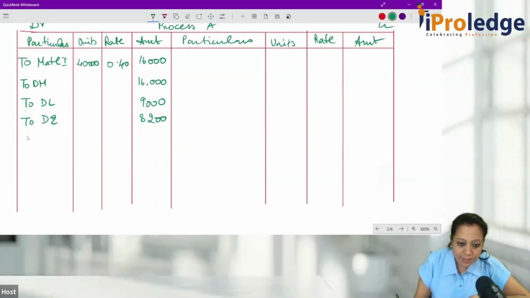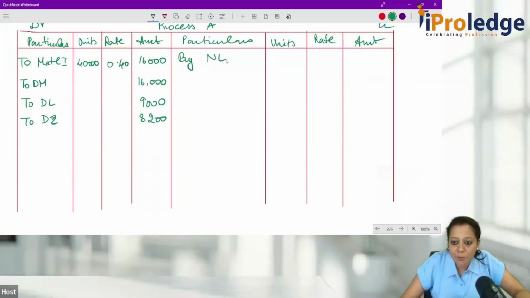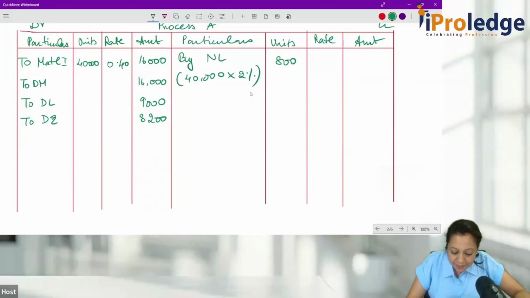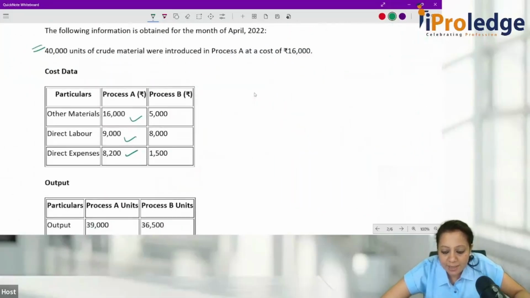So now we will proceed to overheads. Nothing is given. Okay. Then they have given about normal loss. So first itself, they spoke only about the normal loss. So that is 2% and 10%. So it is going to be 40,000 into 2%, 800. Wonderful. And they have given the rate of normal loss, I will show it to you here because it needs some special attention.